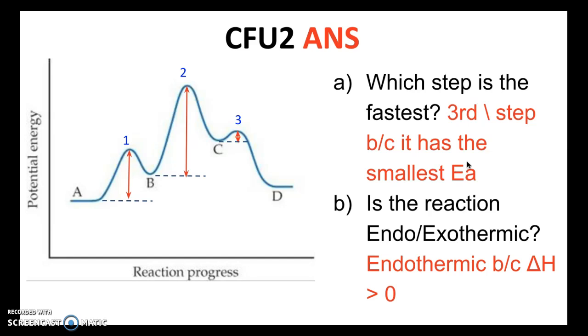Great, so the third step is the fastest, and that's because it has the smallest activation energy. You can see here, this activation energy is measured, it's pretty small compared to the rest. And then the last one, the reaction is endothermic. So we can measure the delta H, the difference in energy from the reactants to product. And you can see here the delta H will be positive because as we go from reactant to product, we're gaining energy. So this is endothermic because delta H is greater than 0.